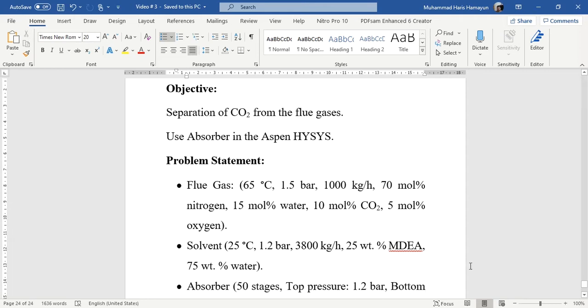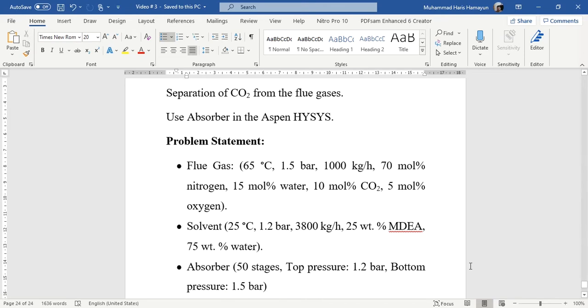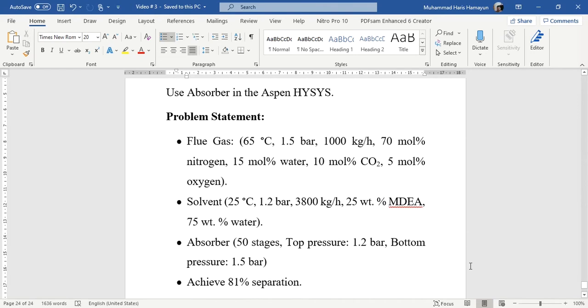Regarding the absorber, we have been given the information that the absorber has 50 stages, with top pressure of 1.2 bar and bottom pressure of 1.5 bar, and we have to achieve 81% separation.